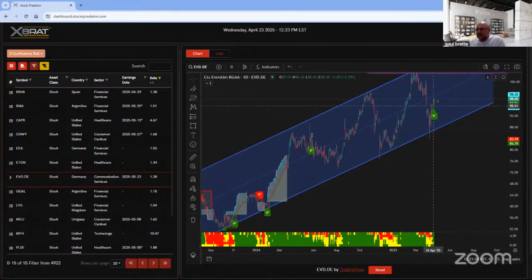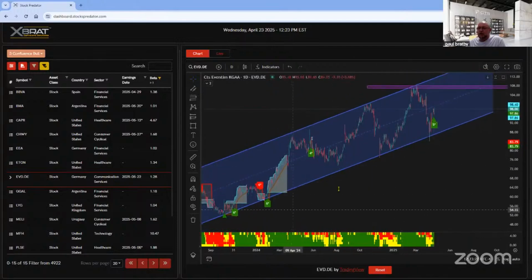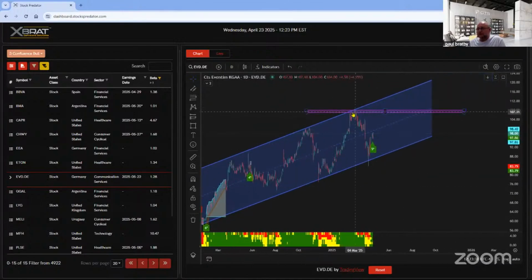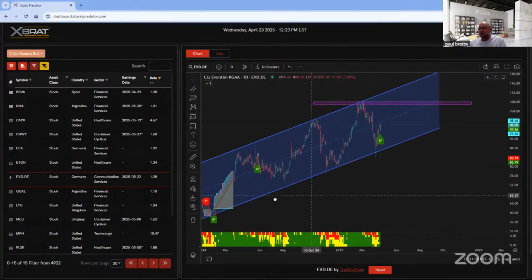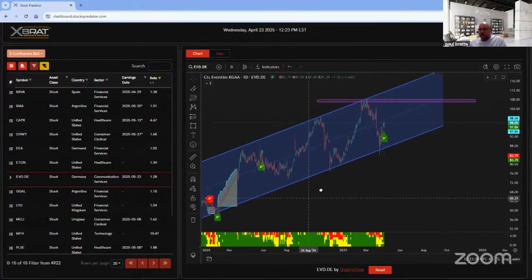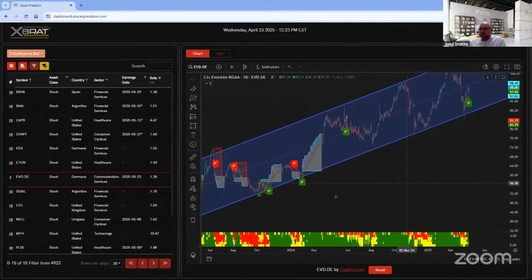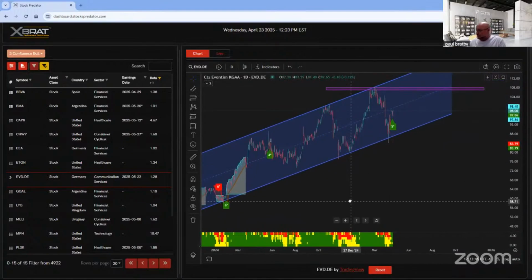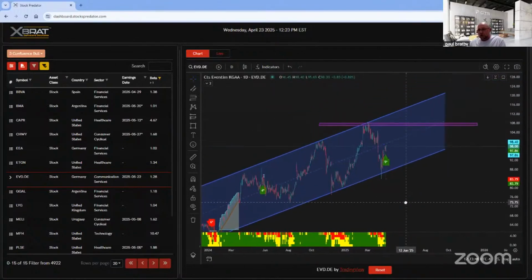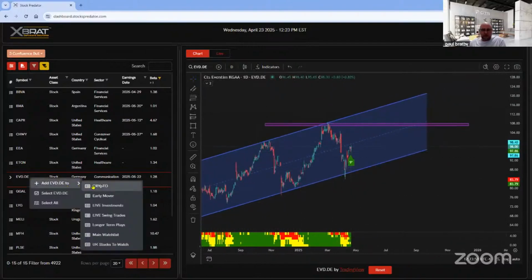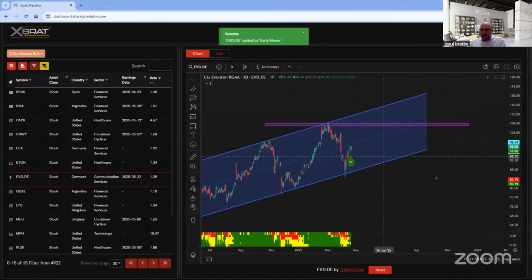This one's a little later in the channel, but there's no reason why it can't have a good move. And again, these resistance zones are sometimes there to be broken when we've got a good, strong trending stock. And I'm saying this trend has started probably back in 2022. So this has withstood a lot of crap that's gone on in the world. It's a good, strong stock, German stock. I'm just going to put that on my early mover list as well. I want to look at that in more detail tomorrow.